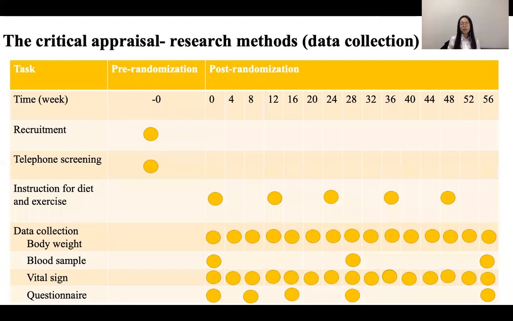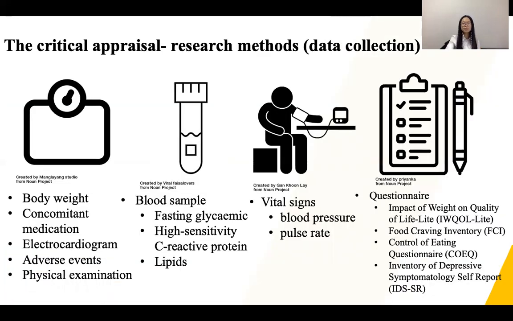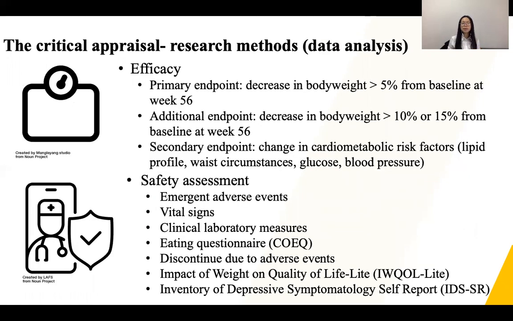This chart shows when they collect the data on a weekly basis. The study site collects body weight, blood samples, vital signs, and questionnaires. And you can see the red rectangle over here. They also collect from the participant, but they didn't mention a specific time to collect the data.